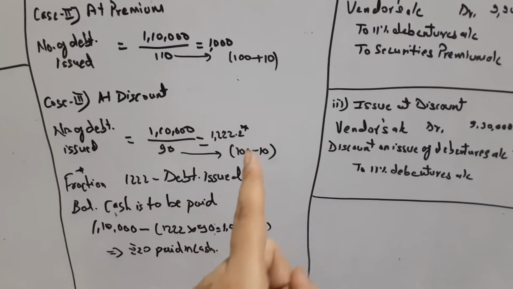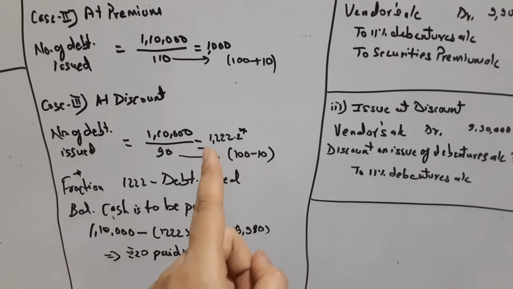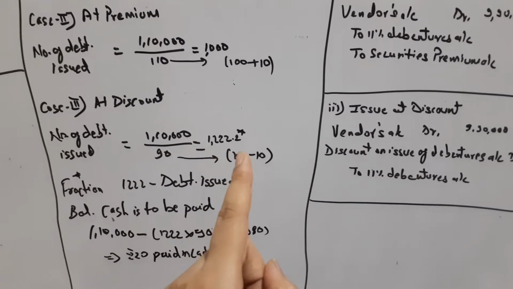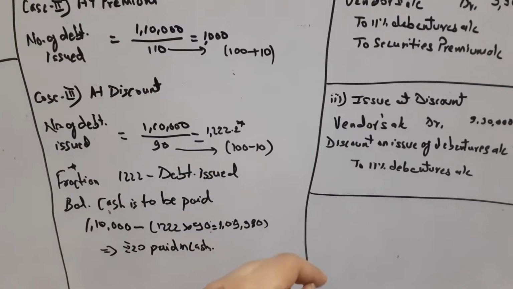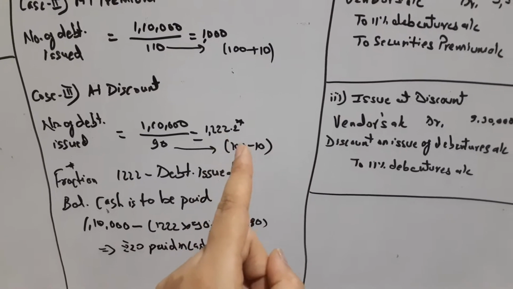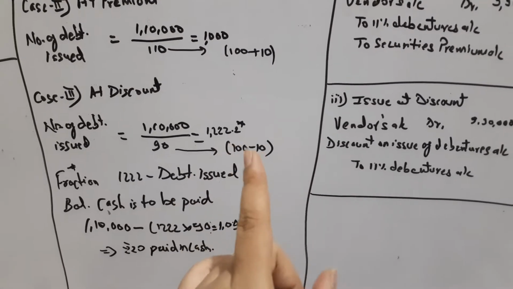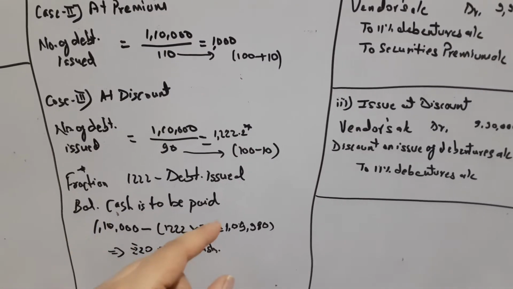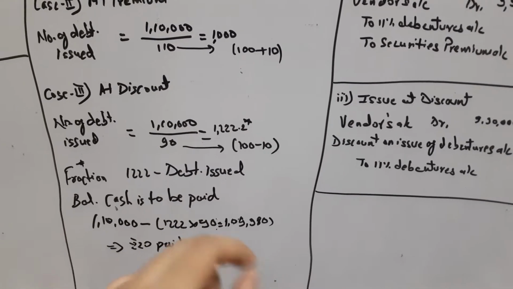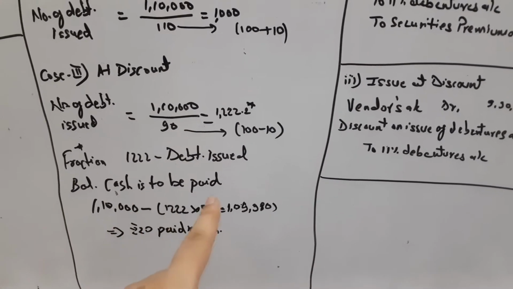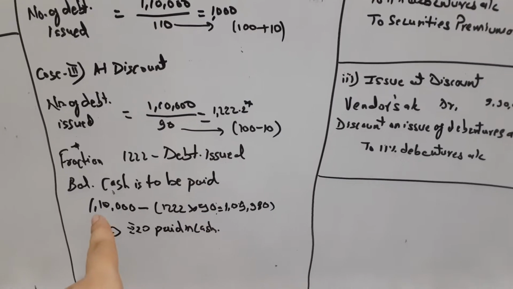So here you can see the number of debentures is 1222.2 debentures. As per the rule of company accounts, if any debentures come in the form of a fraction, like 0.2, that fraction amount has to be paid in cash. Cash is to be paid for the fraction amount. Now how to calculate the fraction amount? How much cash is to be paid for the balance amount?